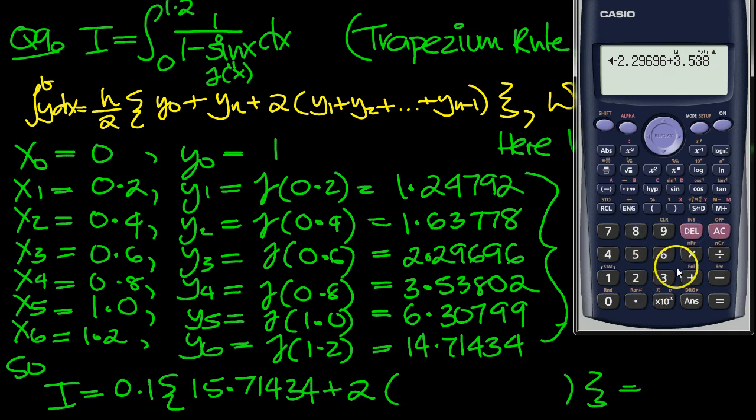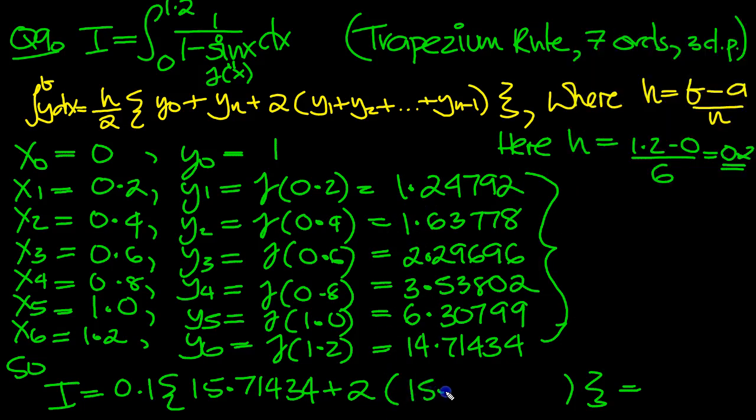Plus 6.30799. Here we go. Plus the 14. One more. Oh, that's the last one, wasn't it? Oh, so we don't want to add anything. 15.02867. So it worked out 15.02867.